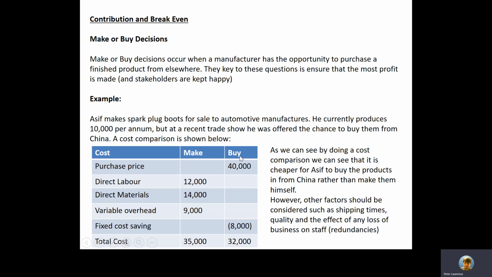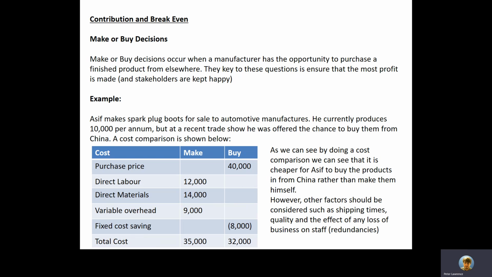So in a make or buy decision, all we do is compare the different costs. What does it cost us to make it? What does it cost us to buy it? Whichever one is the cheaper is the one we should probably go for. So as we can see, it's cheaper for ASIF to buy the product than make them himself.